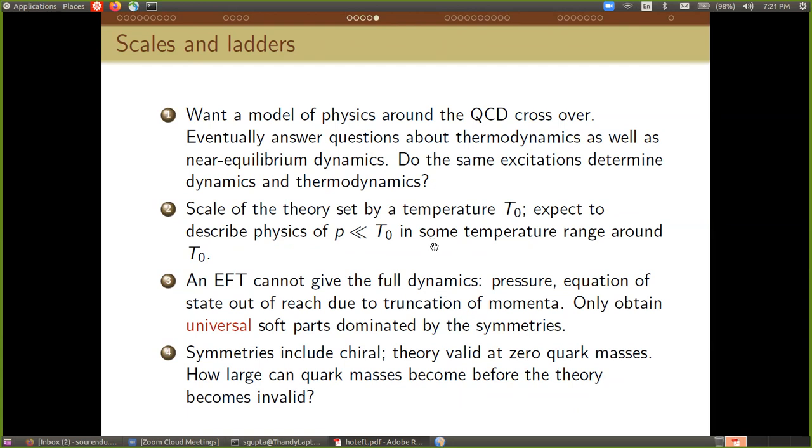Now, of course, you understand that the EFT cannot give the full dynamics. Some parts of the pressure, some parts of the equation of state, must be out of reach, because you have truncated momenta; you're not taking all momenta into account. What we expect to find are the universal soft parts, which are dominated by the symmetries. So we can expect to find maybe the phase diagram and so on. The symmetries that I have written down include the chiral symmetry, which is exactly valid at zero quark masses. One question we'll have to understand is how large the quark masses can become before this theory becomes invalid. These are all kinds of questions that I'll want to ask. I'll not address all of them in this talk, but I'll address some of them.